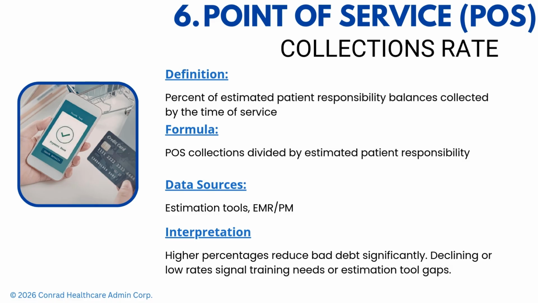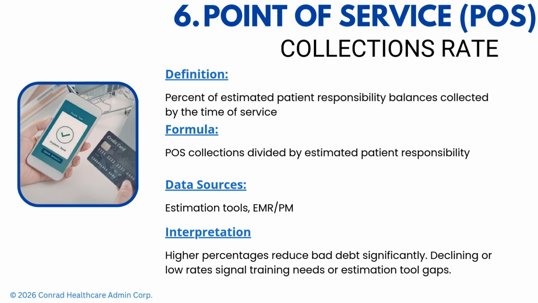Number 6, point of service collections rate. This is the percentage of estimated patient responsibility balances that are collected by the time of service. That could be due to pre-collecting or collecting at the time of service. The formula for this is the point of service collections divided by the estimated patient responsibility that's due at that time. The data sources for this can be estimation tools. It could be the EMR system.